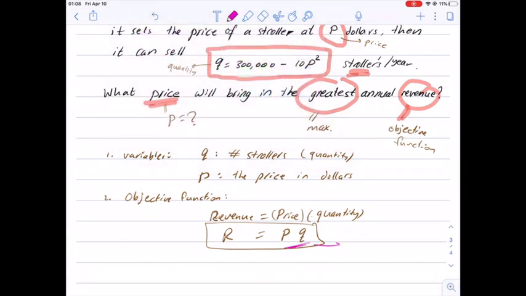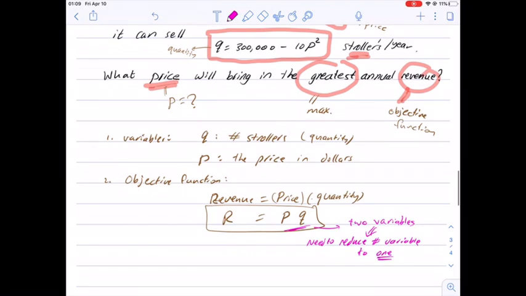But as you can see, we have two variables here, P and Q. So we need to get rid of one of them. We need to write one of them in terms of the other. So we need to reduce the number of variables to just one variable.